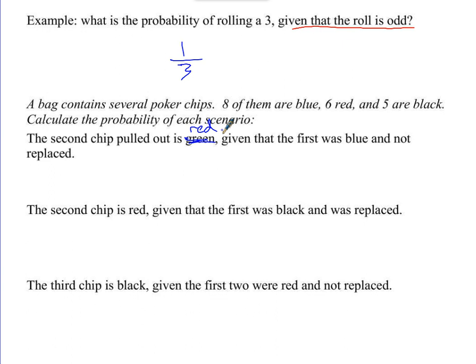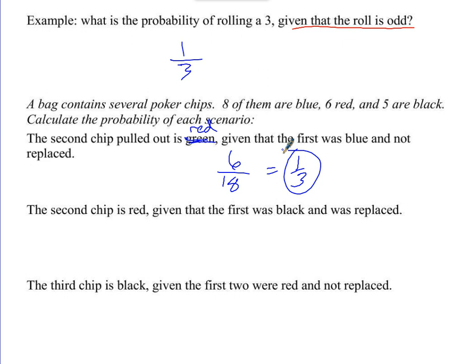So how many ways can I pull that second chip out of the bag? What's my denominator here? Yeah, because originally there were 8 plus 6 plus 5, 19 chips in the bag, but we already pulled one out, which means that there's only 18 chips left in the bag. Then we want it to be red. How many red chips are in the bag? There's 6. So 6 over 18, which is 1/3. So 1/3 of the time you'll pull out a red chip if you pulled out a blue chip first.